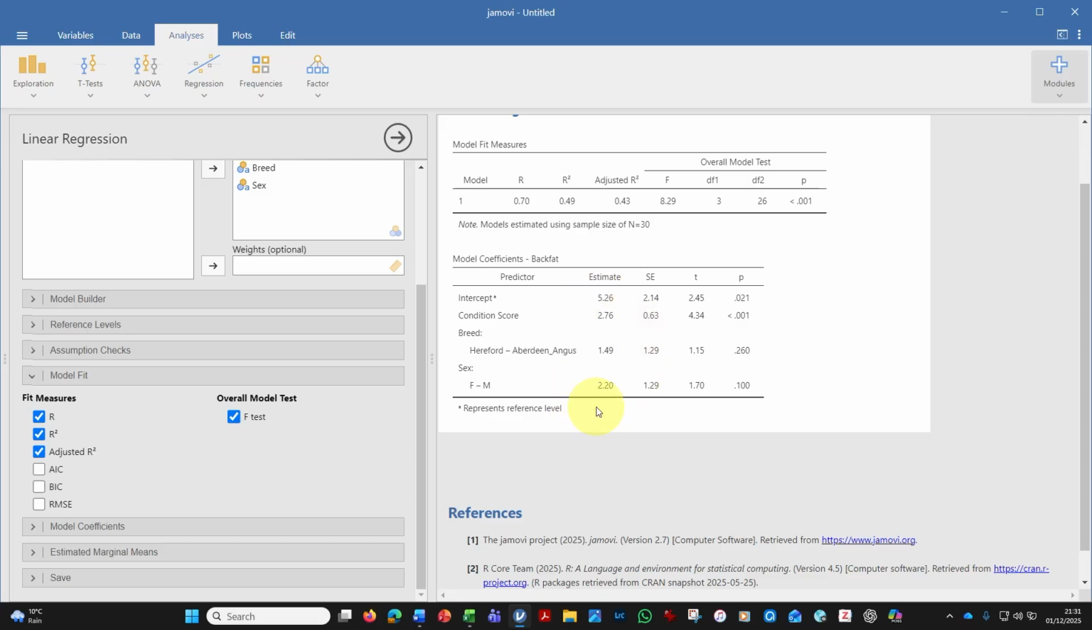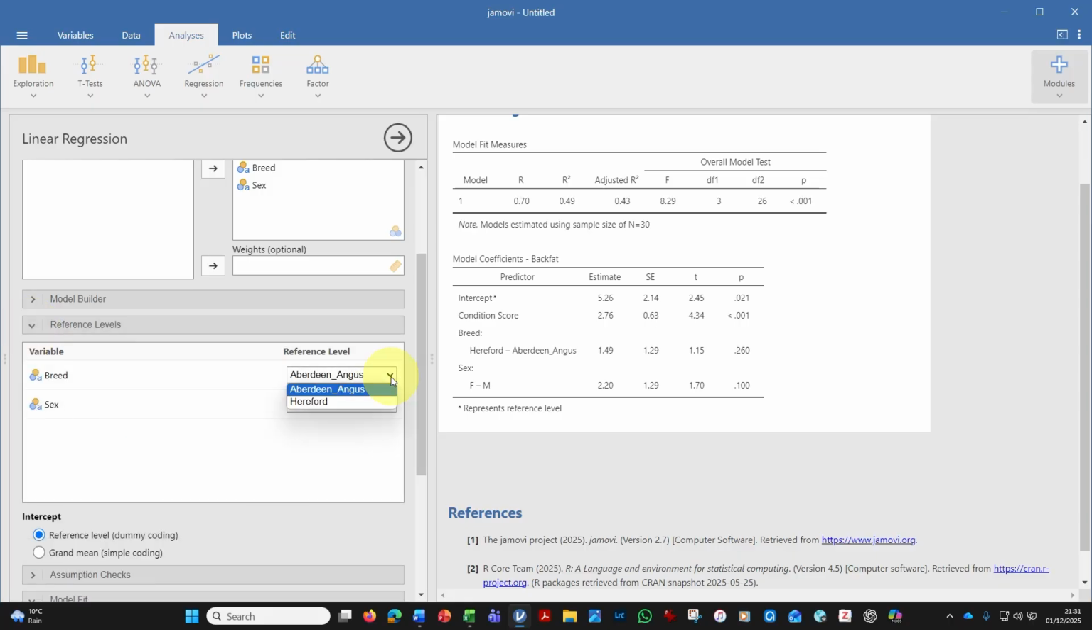Now in my example, I want to change the reference levels of one of these. I want to make the males with reference to female, not the females with reference to male. So I'm going to change the reference level. I actually have that option here in Jamovi. It's really neat actually. I click here, and here I could have changed it to Hereford if I want to.